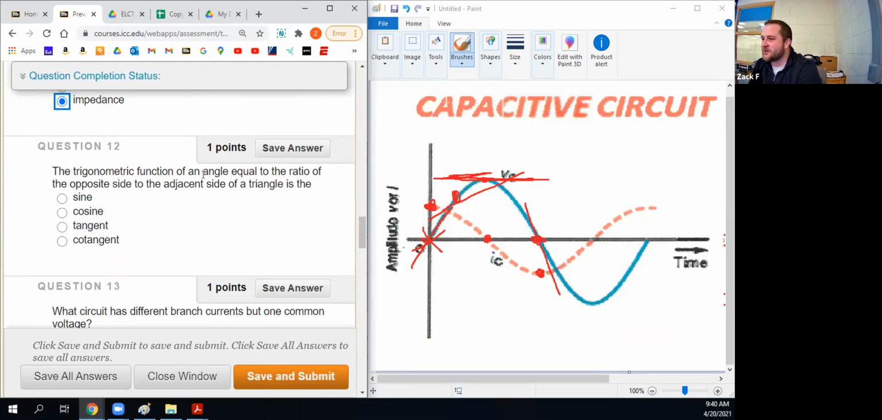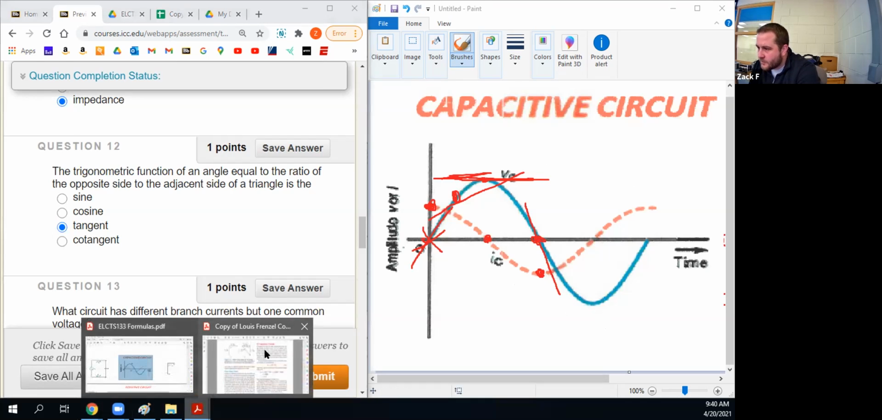The trigonometric function of an angle equal to the ratio of the opposite side to the adjacent side of a triangle is tangent. That is where we get the formula for the phase angle.